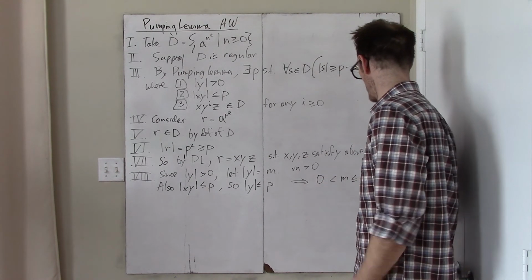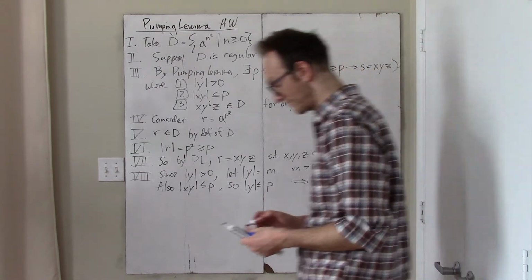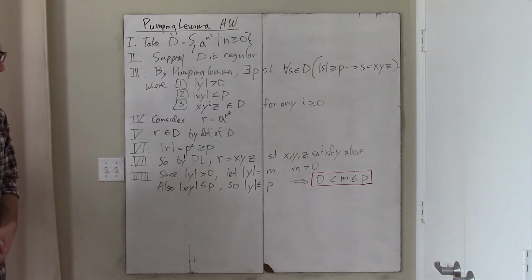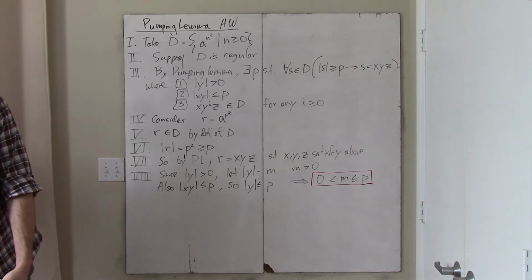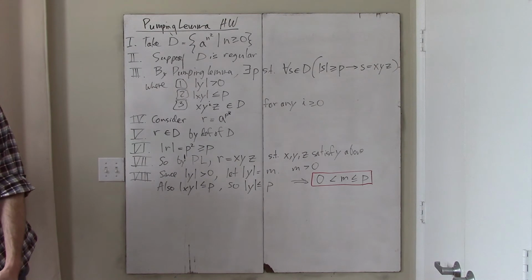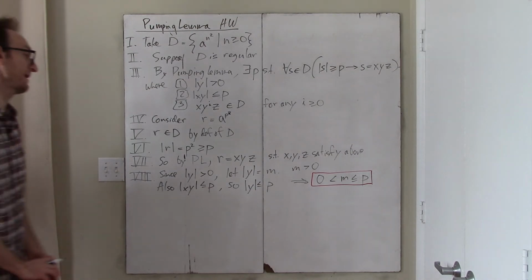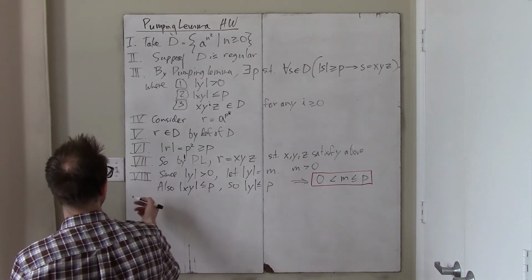This is kind of dumb, but this is a formal proof, so I'm being very explicit about every little thing. The length of this loop is something greater than 0, but also less than or equal to p. That becomes relevant now, because now I just pump. So that was my analysis. Now let's do the pumping.